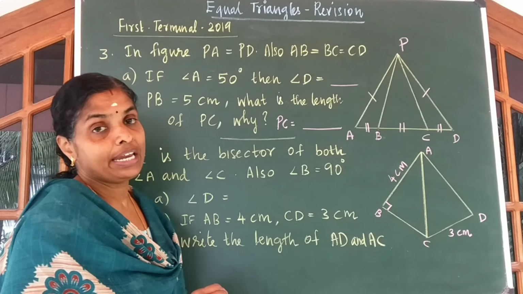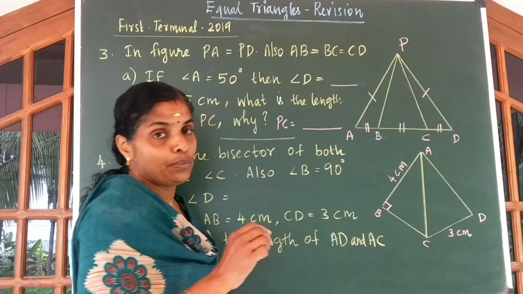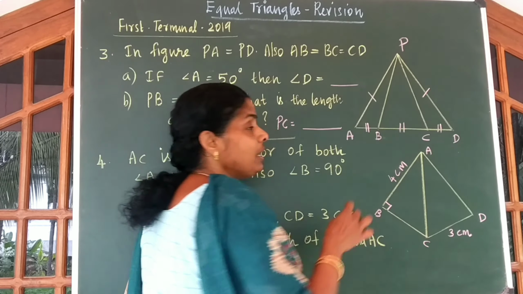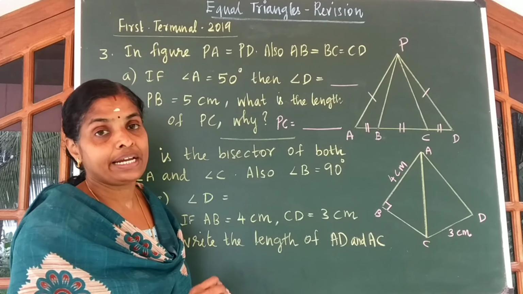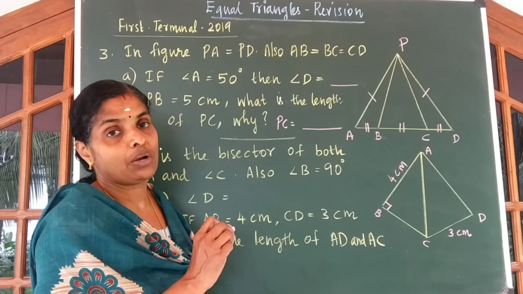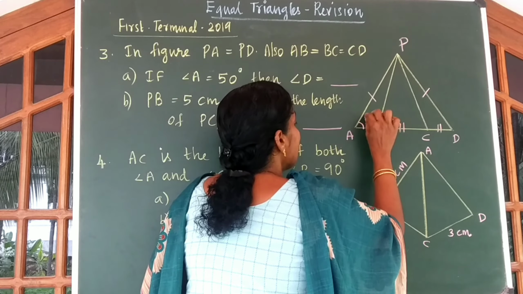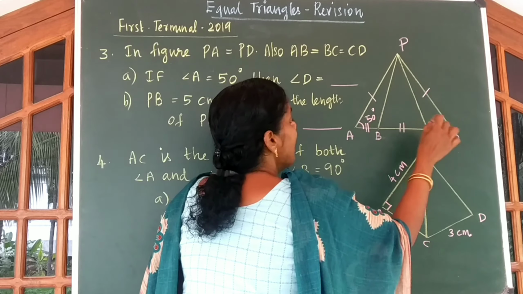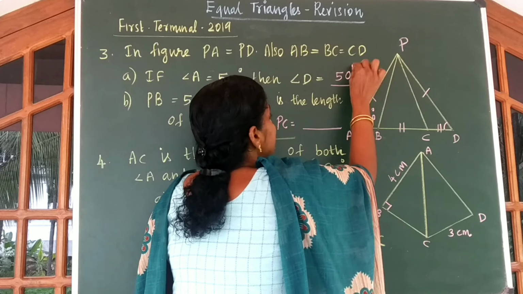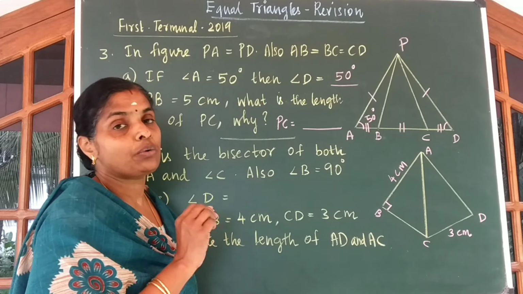Now how do you find out? We know these two sides are equal. So we can call ADP an isosceles triangle. In an isosceles triangle, angles opposite to equal sides are equal. So you can say angle A is equal to 50 degree and so angle D is also equal to 50 degree because they are the angles opposite to equal sides.